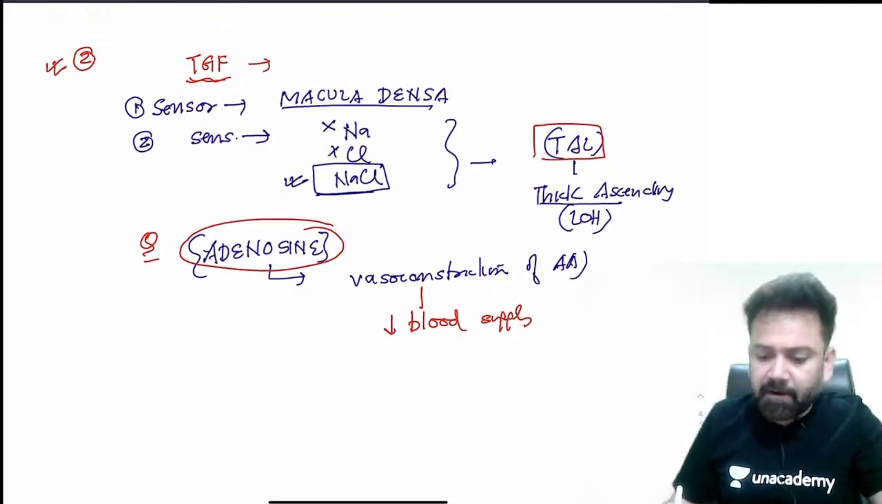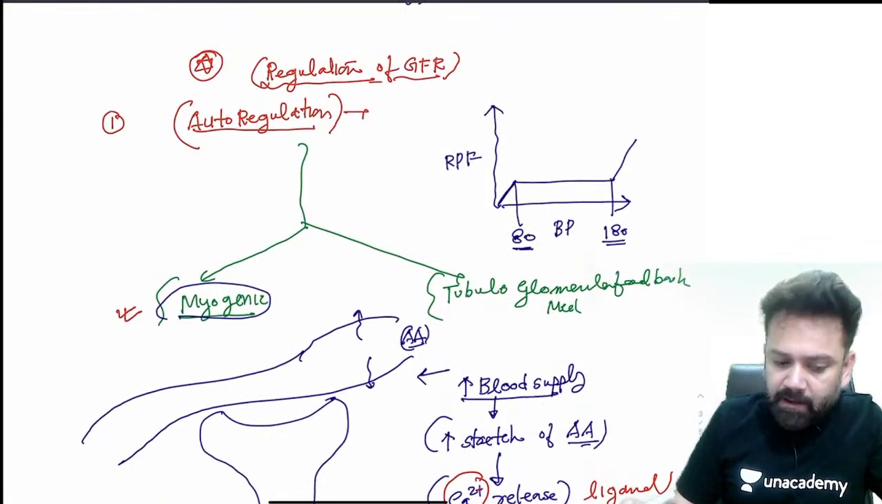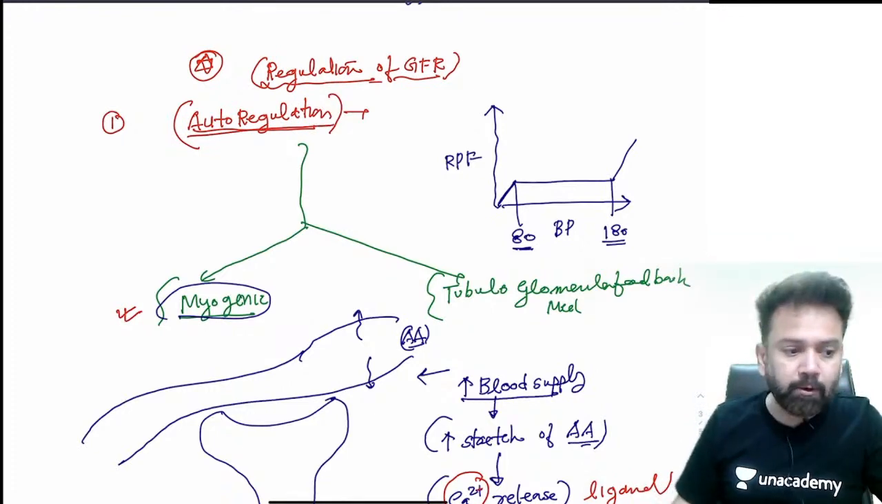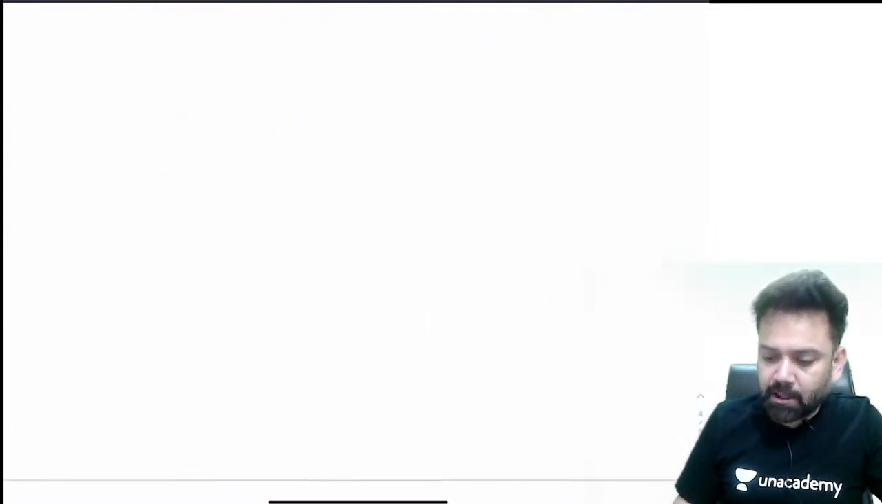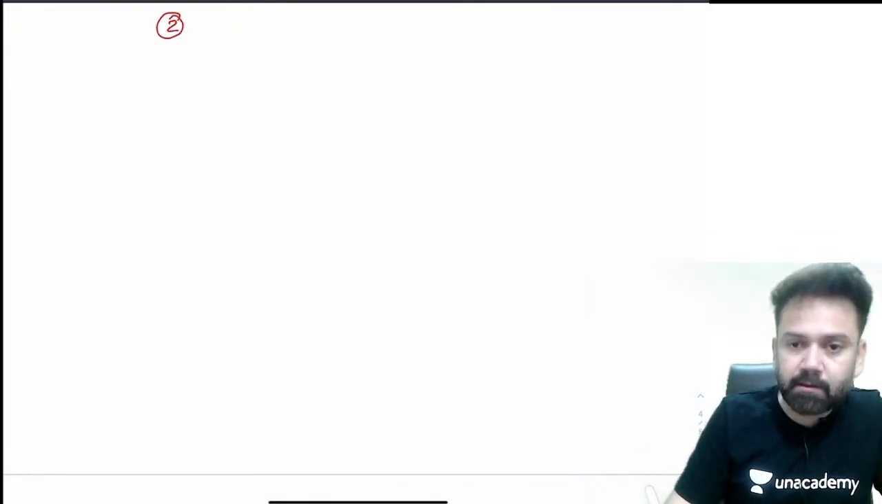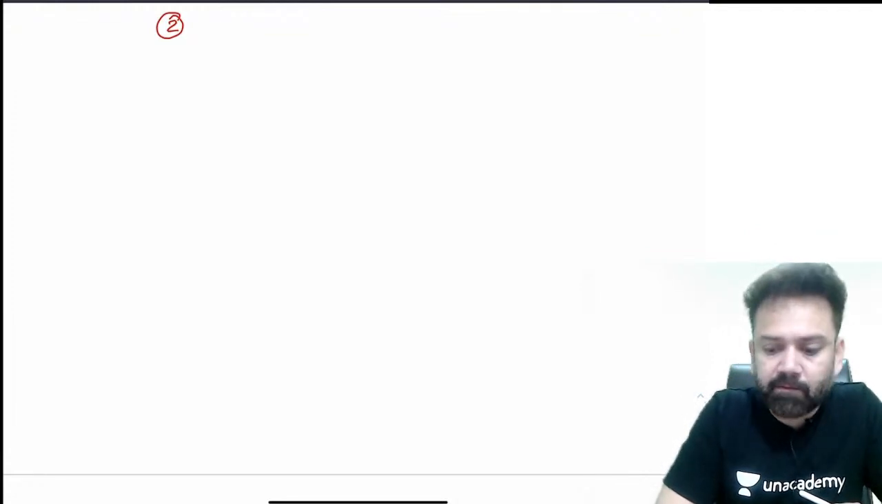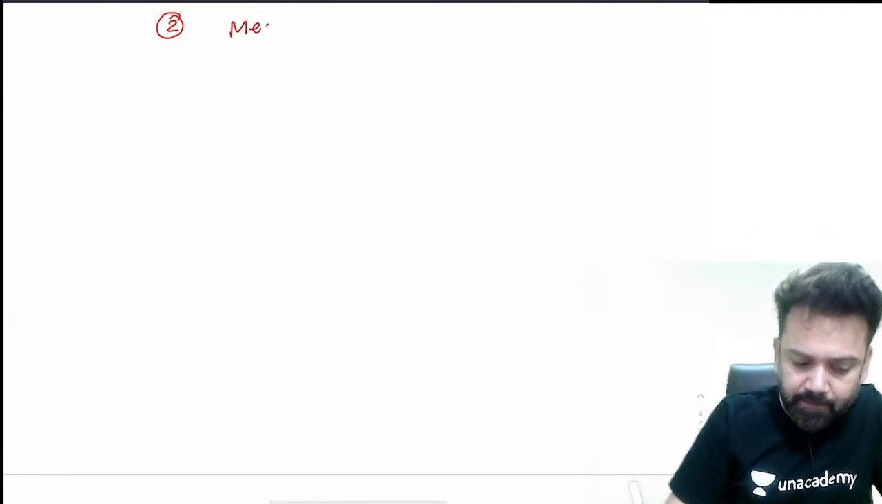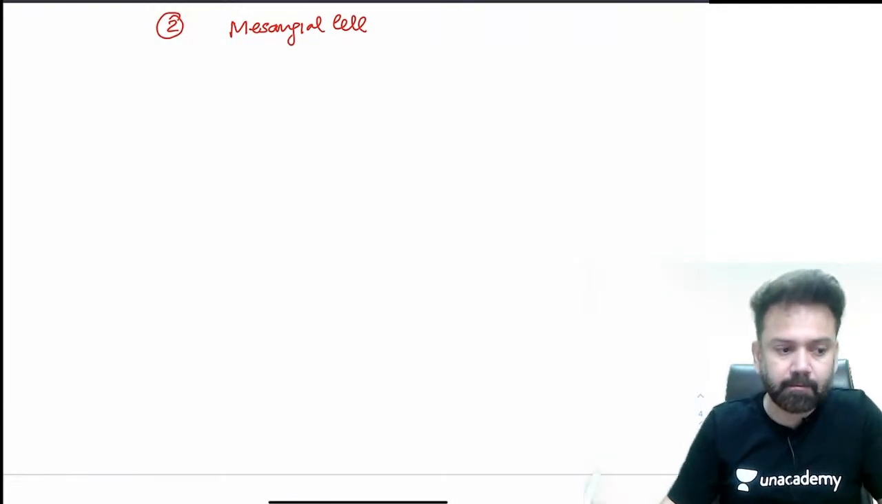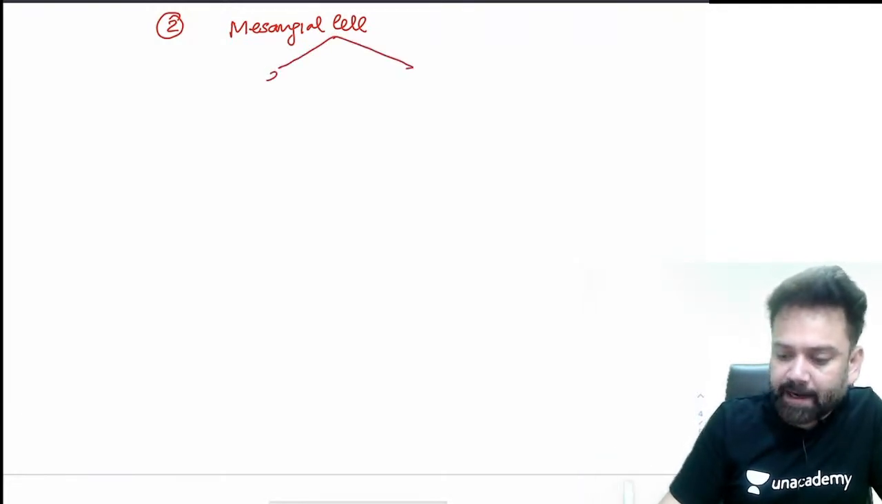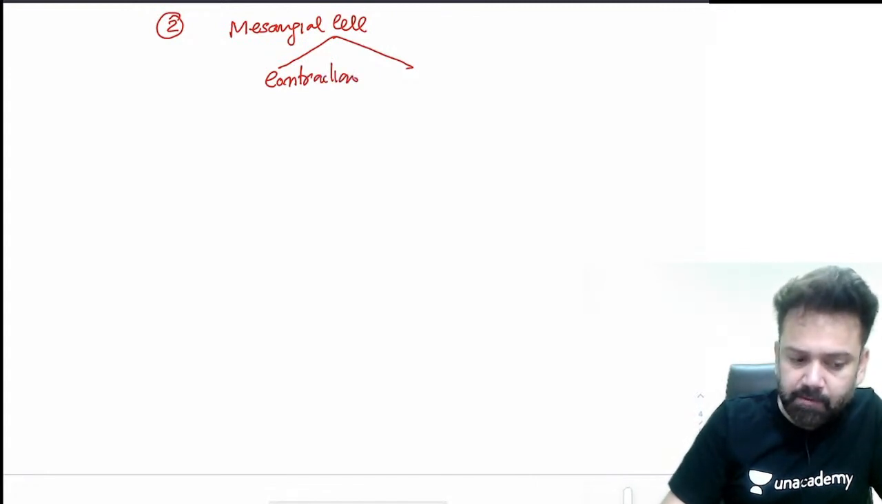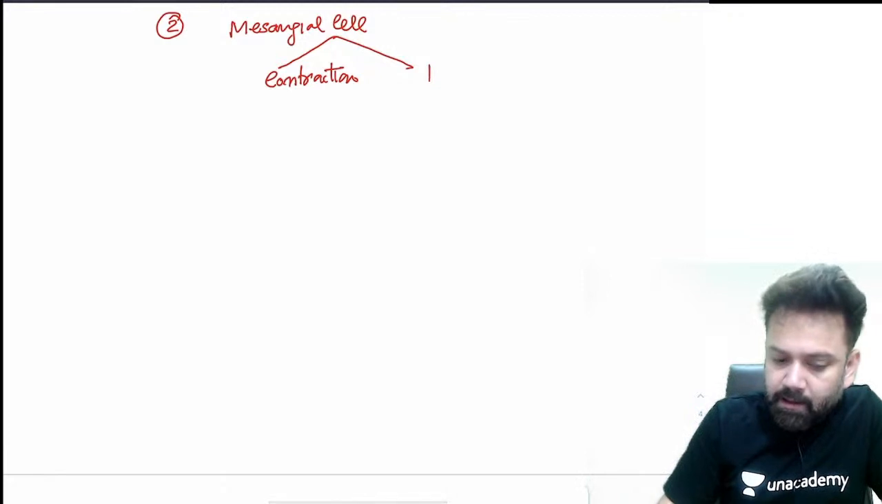So the first mechanism to regulate the GFR is very simple, autoregulation. Now second mechanism, third is the most important, but before third let me finish the second one. Mesangial cell. Mesangial cells regulate GFR either by contraction or by relaxation.